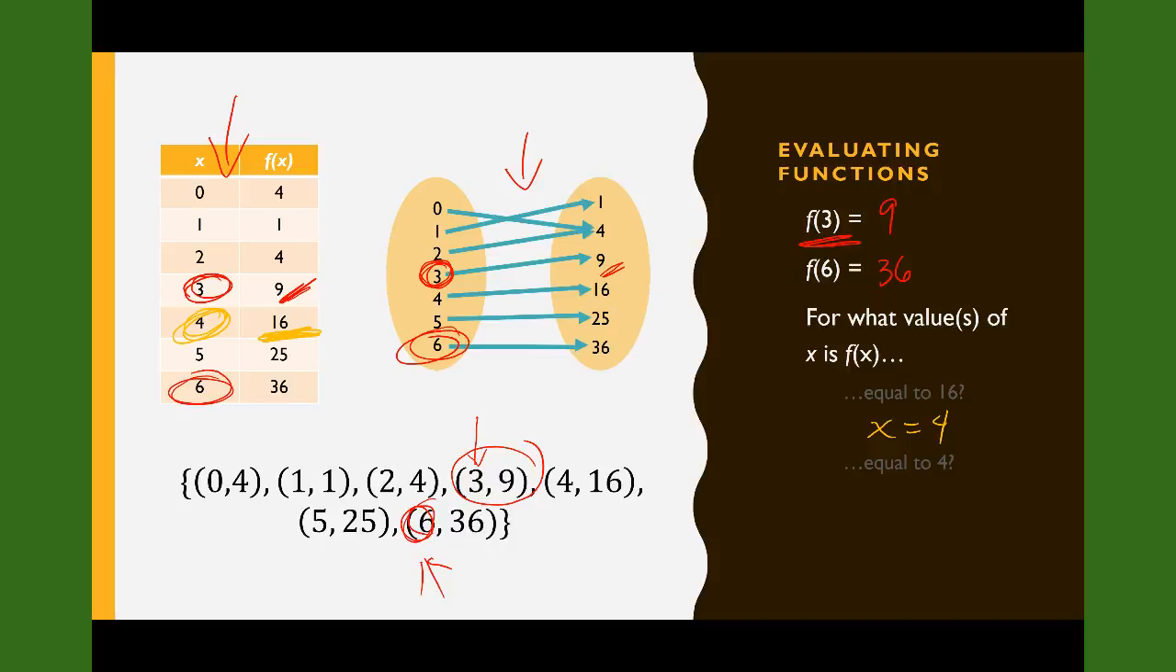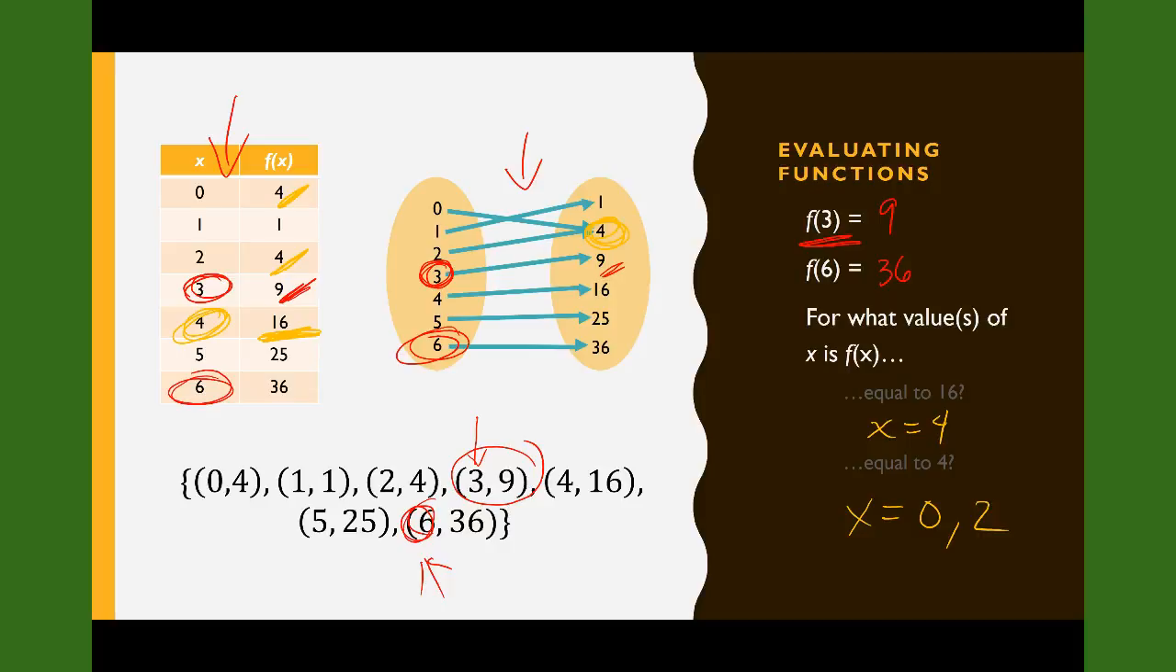The second question is, for what value or values of x is f of x equal to 4? And again, you have to find the outputs that are 4, and we see them here. You can use the mapping as well and see what inputs point to that output, and you can see from the table, from the mapping, and even from the ordered pairs that the x's we are looking for are x equals 0 or 2.